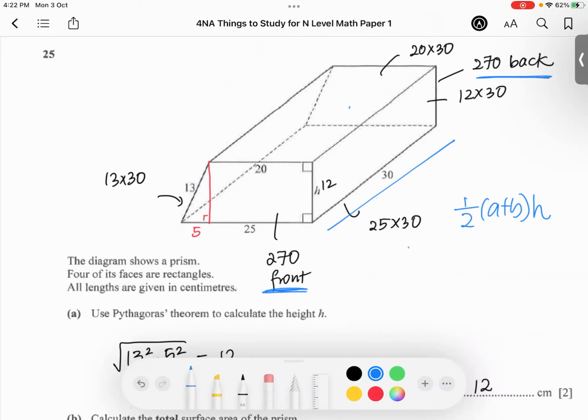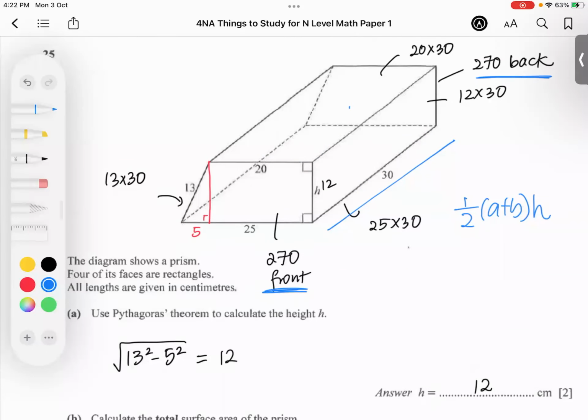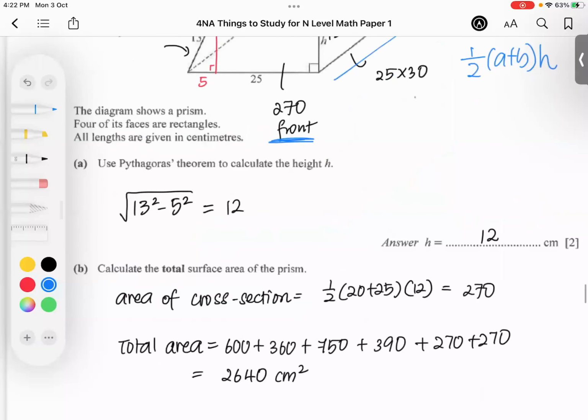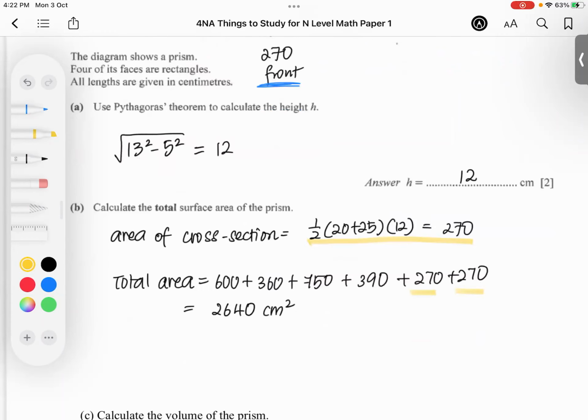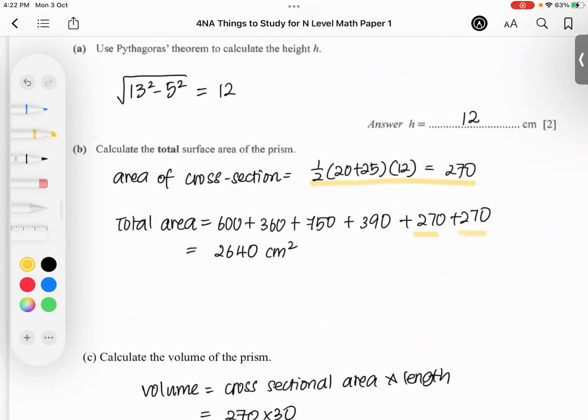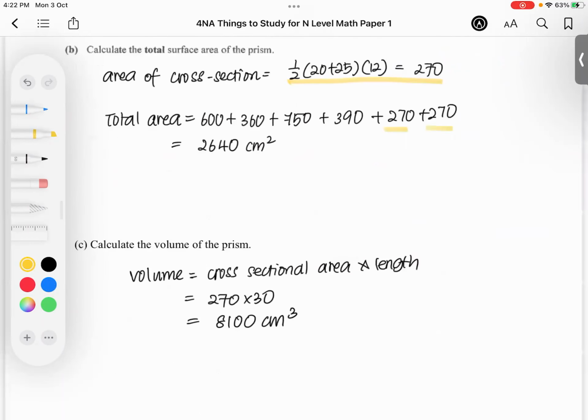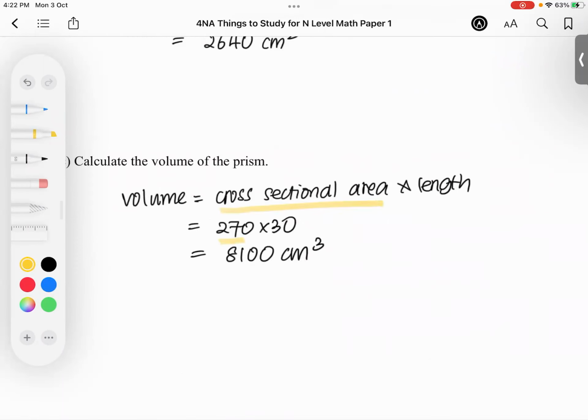But remember, total surface area for a prism has a front and a back. The front is the trapezium formula. So find the trapezium area, then add the front and the back. Add them together. This one shouldn't be difficult. Right, volume of prism: cross-section area, which is the trapezium, times the thickness or the length.